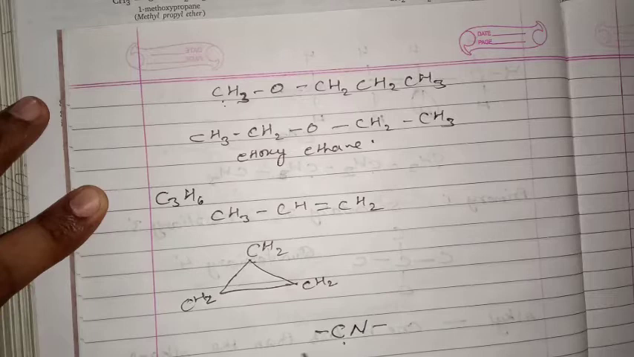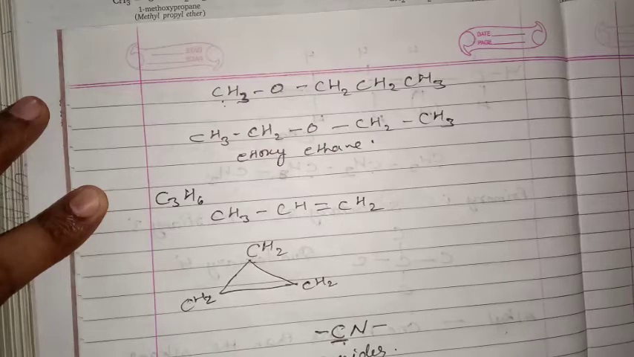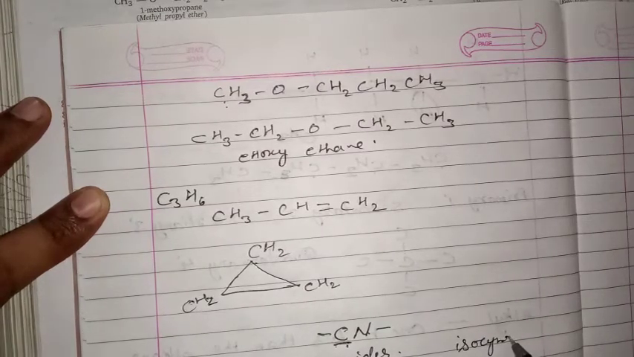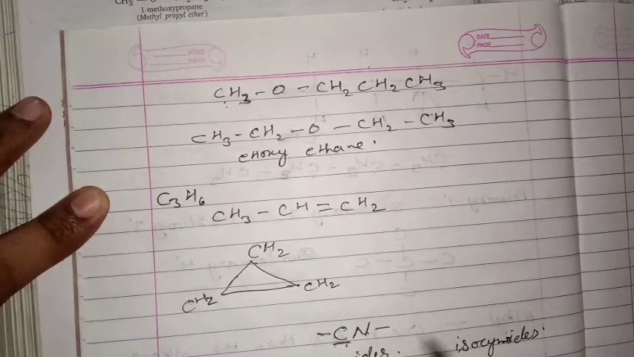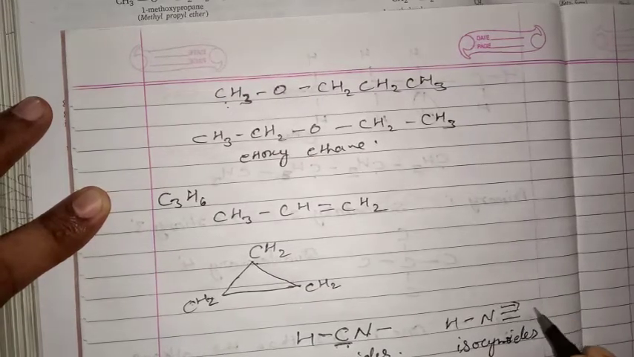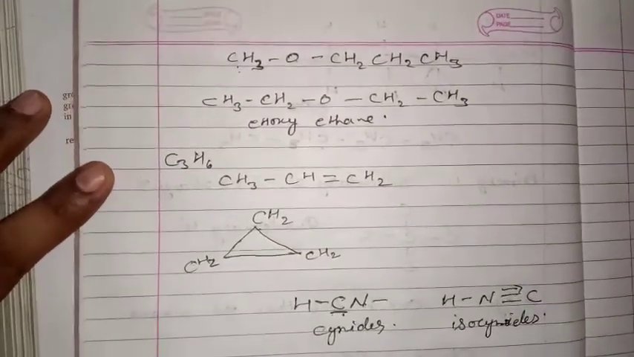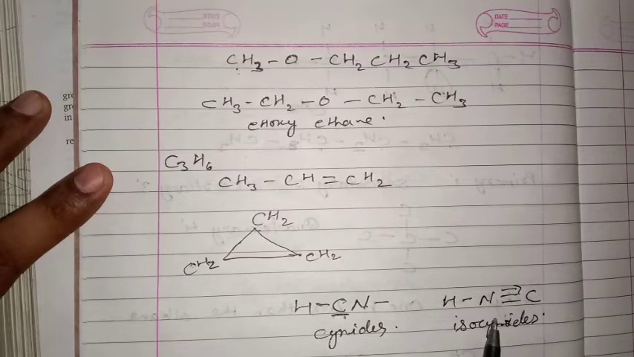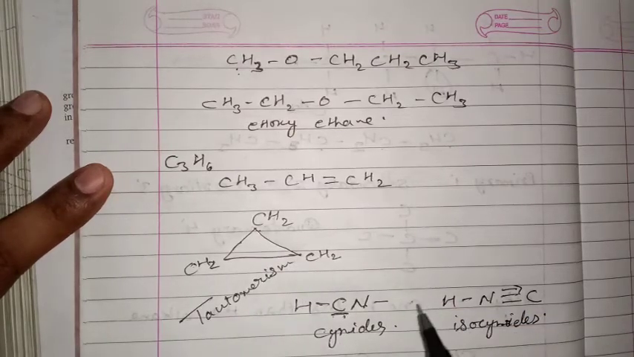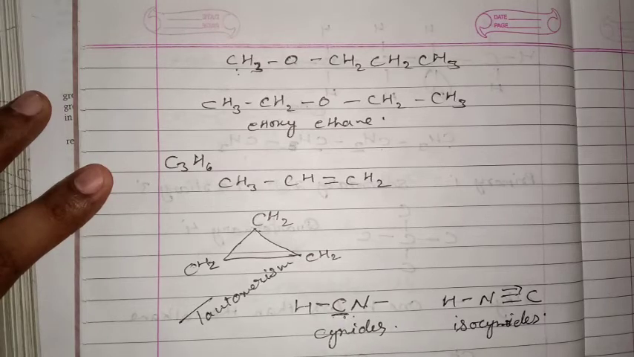If it is attached from the C side, it is quite a different scenario. It becomes cyanide. Then if it is attached from the N side, it is termed isocyanide. So these are two different cases. When it is combined from the C side, that is HCN. If it is HN double bond, then one coordinate bond with C, it is called isocyanide. So it can combine either from the C side or the N side. This kind of isomerism is called tautomerism. Tautomerism is an interconvertible form. It can change to this CN, or NC can change to the other form also. So these are the different types of structural isomerism.